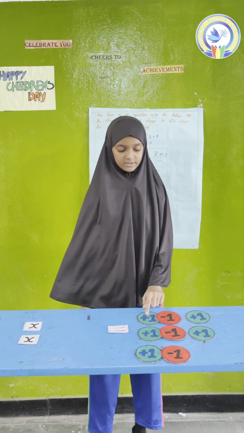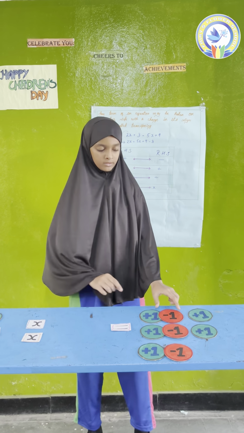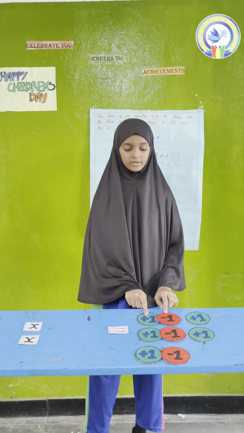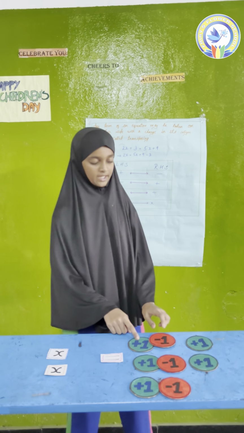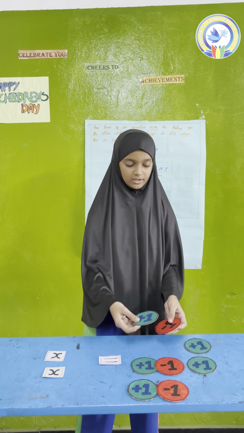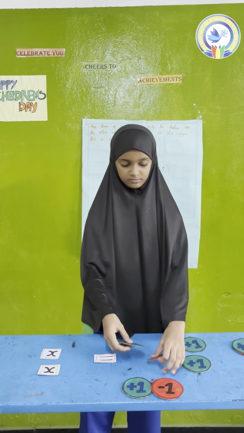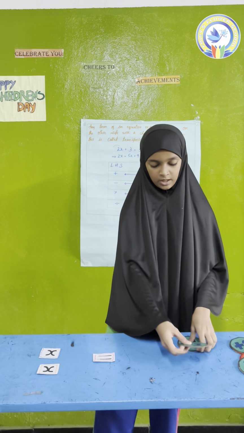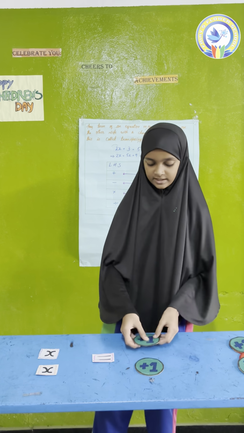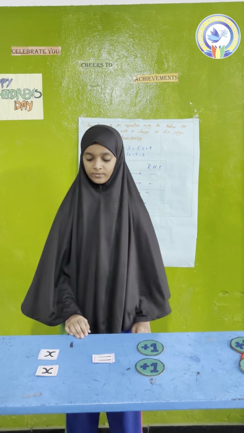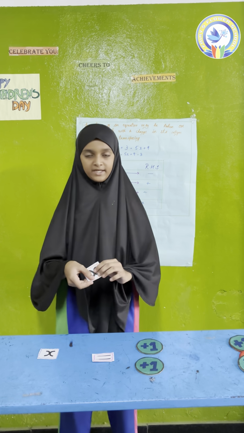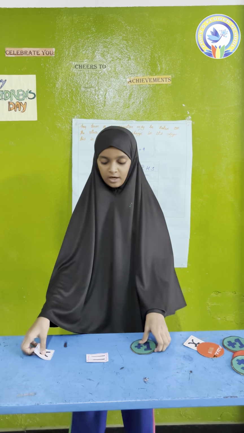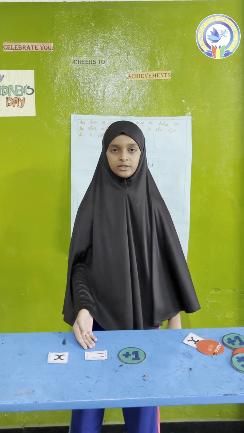So plus into minus gets minus. So we have plus into minus, and minus 1 gets cancelled. So now the equation is 2x is equal to 2. We have to remove this x and this 1. Now the equation is x is equal to 1.